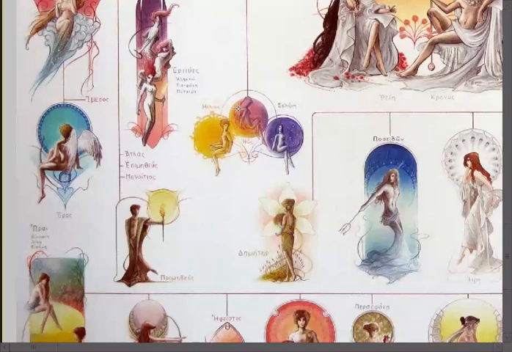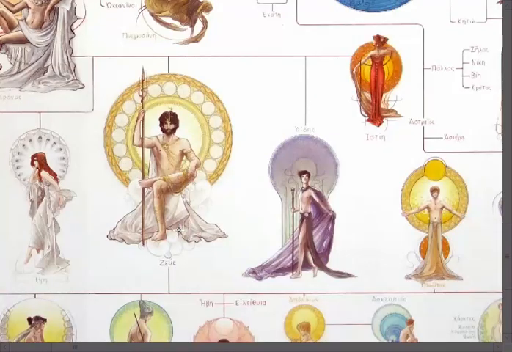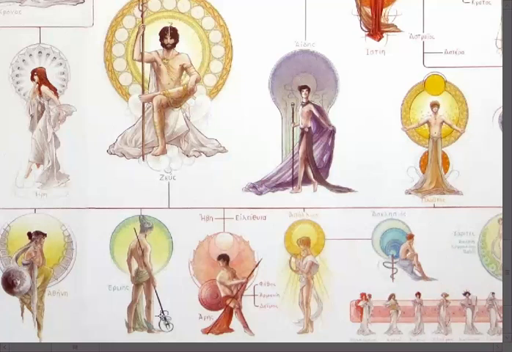Here is Helios, the god of the sun, Selene, the goddess of the moon, and Eos, the goddess of the dawn. Just two general depictions. Here's Zeus, Hades. Here's Hermes here, Athena.